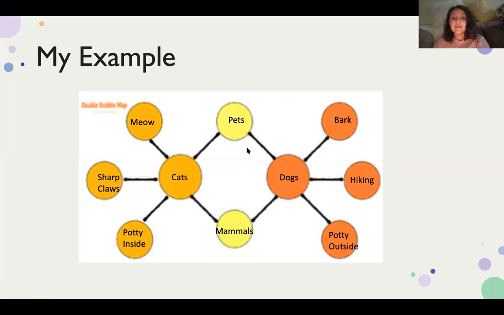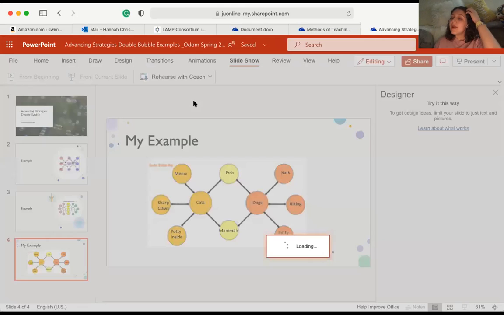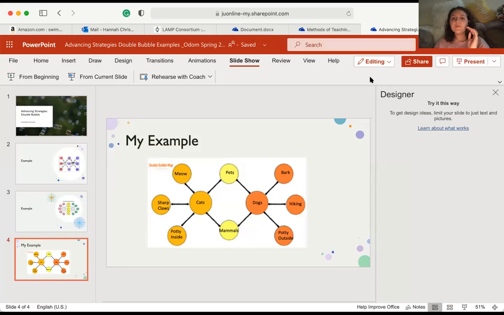So I said that they can both be pets and they're both mammals. Cats meow, they have sharp claws, and they potty inside with a litter box or something like that. Dogs bark, I take a dog hiking, and dogs potty outside. And that's really what a double bubble is. So you can use them to compare and contrast things.